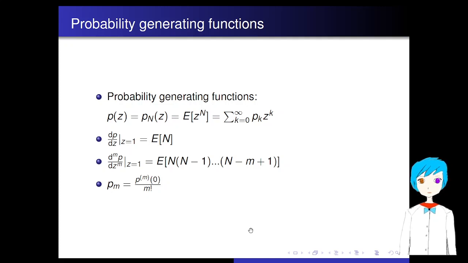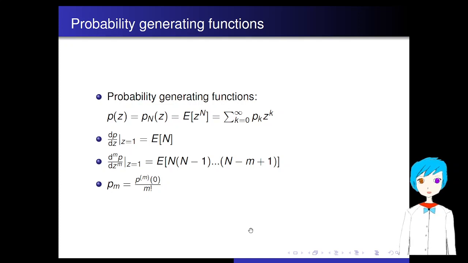If we take the derivative with respect to z of the probability generating function and set z equal to 1, then it's the expectation of the random variable. If we take higher order derivatives, to the order n, then at z equals 1, it is the expectation of N times (N minus 1) up to (N minus n plus 1).